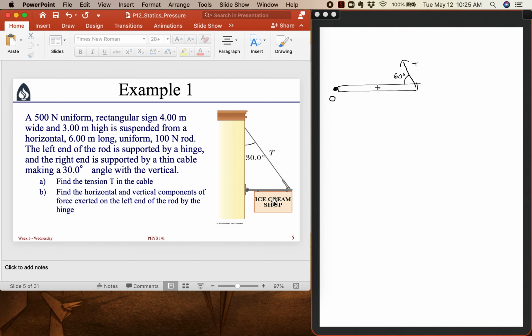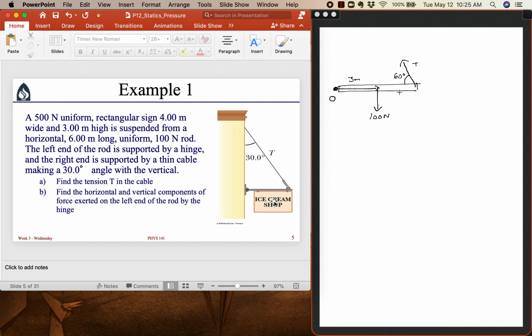So since this is a uniform rod, the center of mass is right in the middle, and the gravitational force, or the weight, of 100 newtons for this rod we'll draw it exerted from the center of mass. And we know that, since the rod is 6 meters long, the center of mass of the rod is 3 meters away from the hinge.